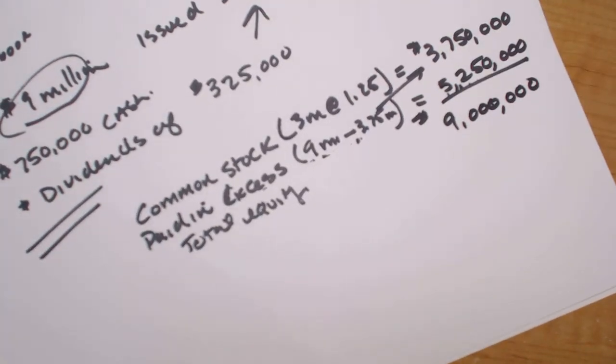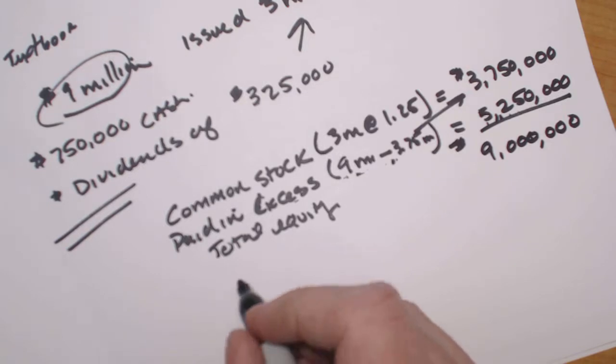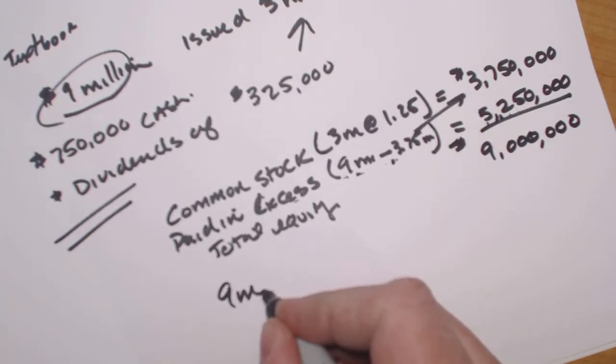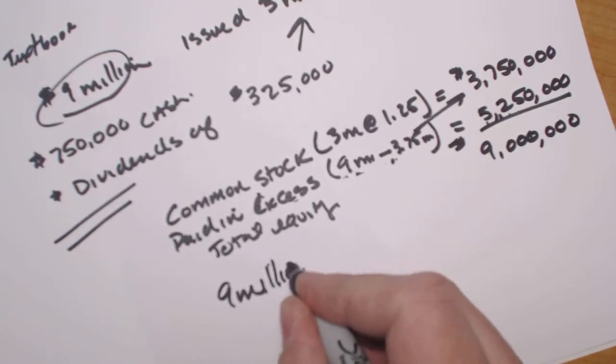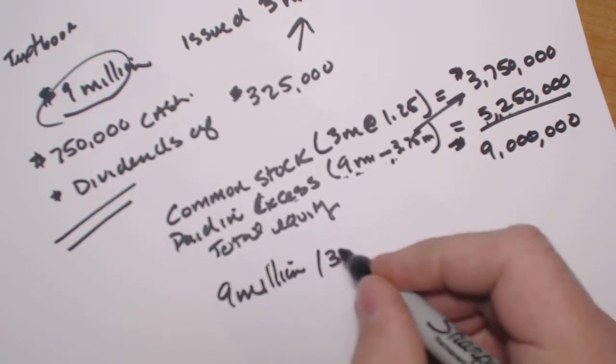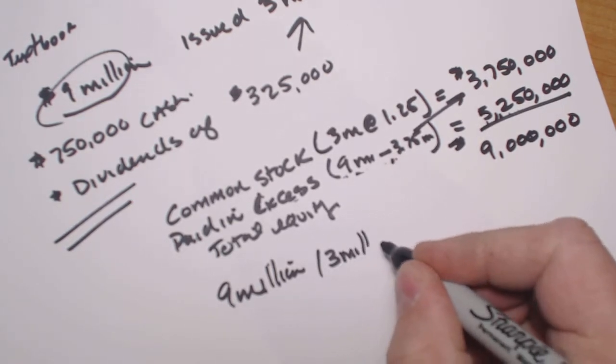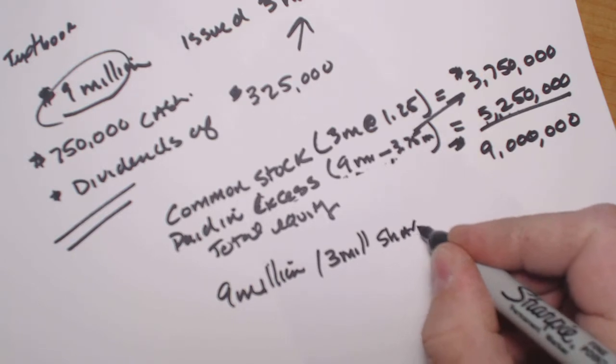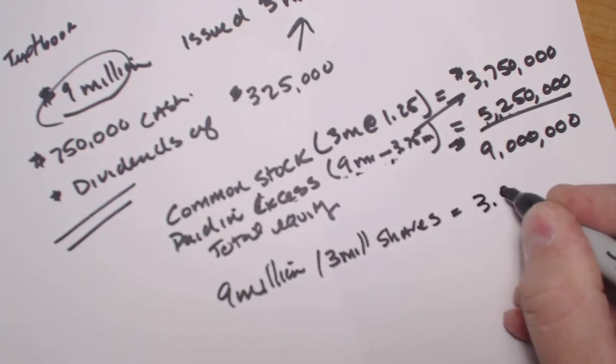So you could do it another way too if we wanted to, which would be $9 million divided by 3 million shares, which would give you $3.